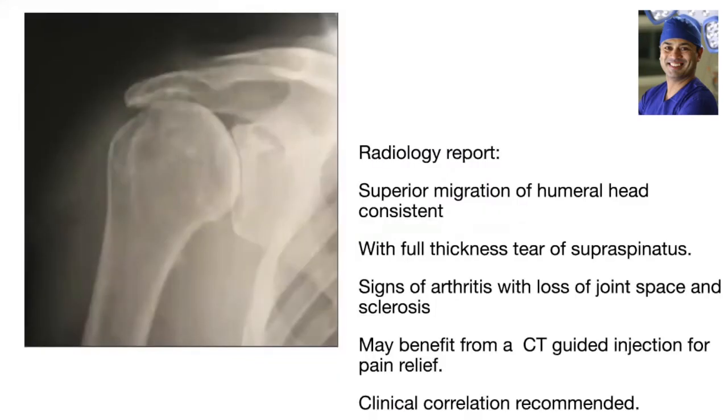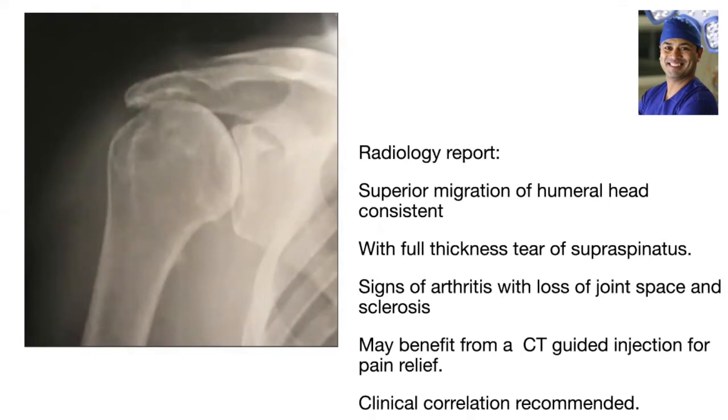And here's the X-ray. In the X-ray, the radiology report here is right. The reason I know that is because I wrote the radiology report. But it says superior migration of the humeral head, consistent with full thickness tear of the supraspinatus. There are signs of arthritis here with loss of joint space and subchondral sclerosis. But the part I put in the radiologist's mouth was, may benefit from a CT-guided injection for pain relief.